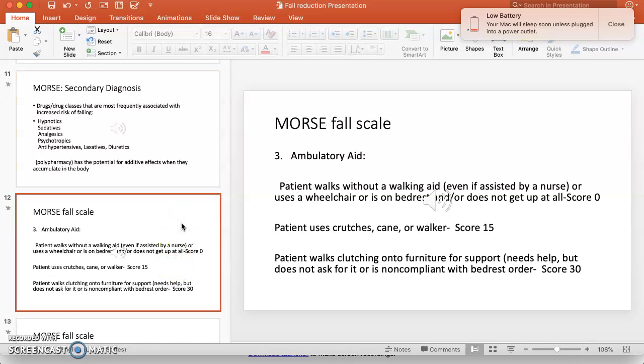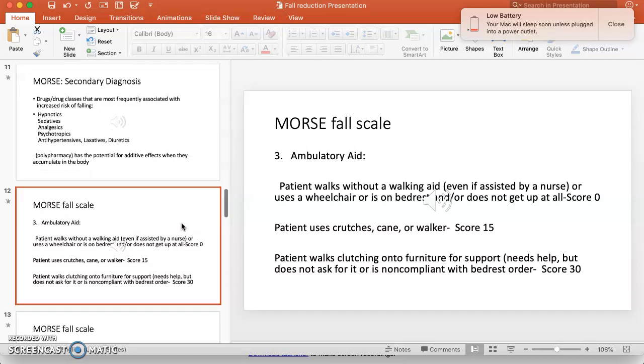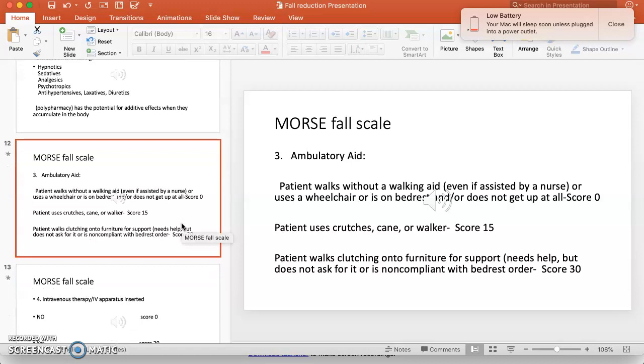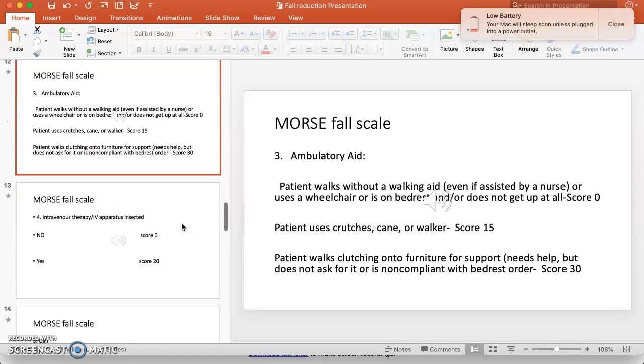The third variable on the Morse fall scale is ambulatory aid. We're going to score a 0 if the patient walks without a walking aid, even if assisted by the nurse. If they are on bed rest, or if the patient just does not get up at all, they're not really at fall risk, and we're going to score them a 0. If they use a crutch, cane, or walker, they get a 15. If they walk clutching onto furniture for support, or if they're non-compliant with the bed rest order, we're going to give them a 30. We all have those patients that are non-compliant with the bed rest order. They just refuse to use the bed pan. So in that case, we will give them a 30.